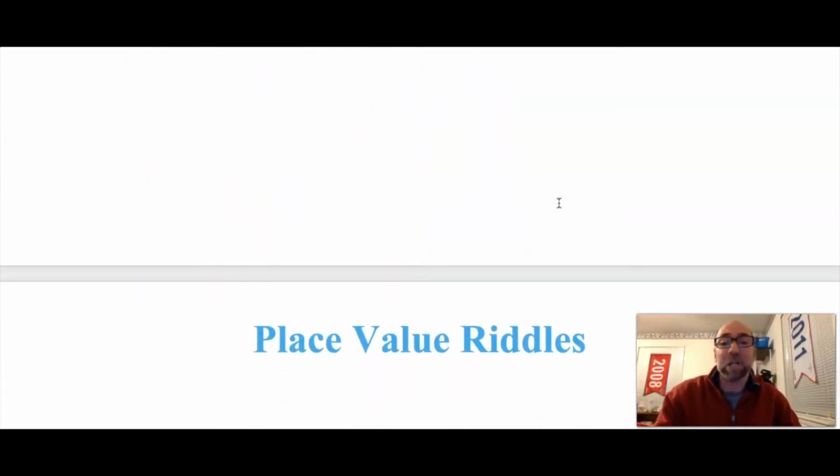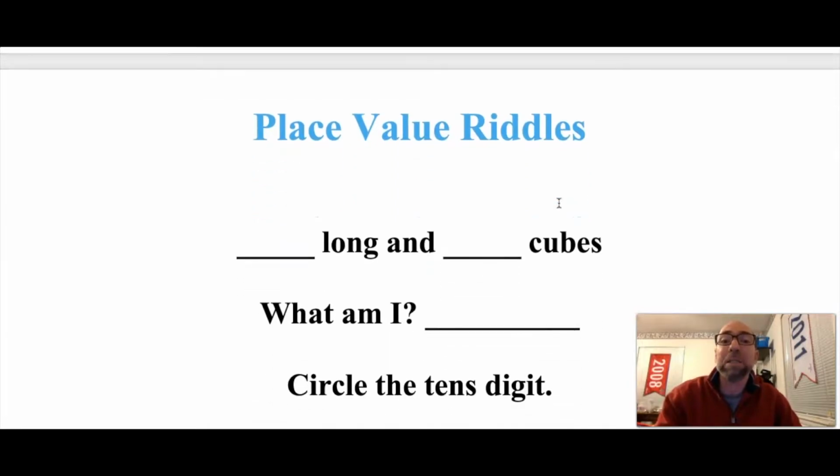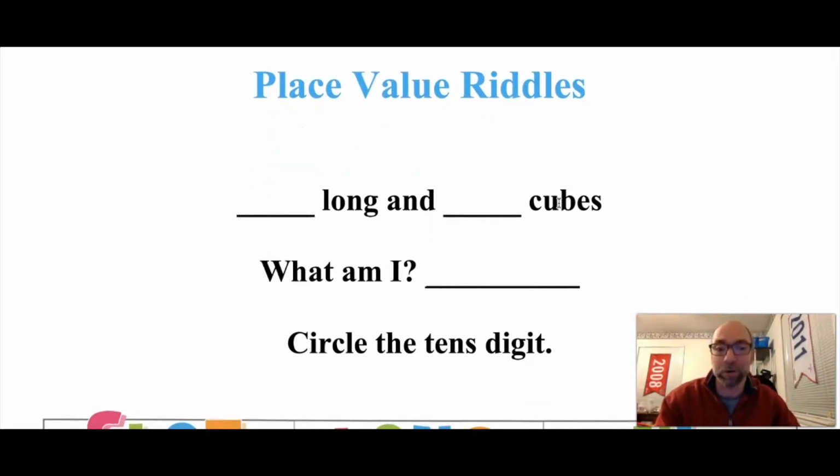Today we're going to take a look at solving some place value riddles. And I'm going to tell you how many longs you have and how many cubes you have. And then you're going to have to decide, what number am I? And then I'm going to ask you to circle the tens digit in the number that we make.